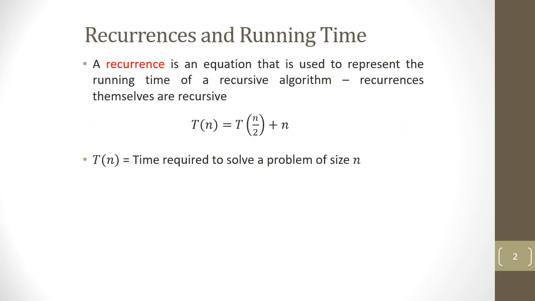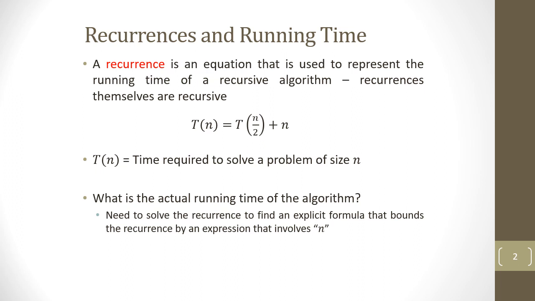What is a recurrence? A recurrence is an equation that is used to represent the runtime of a recursive algorithm. So recurrences themselves are recursive. As we can see in the recurrence equation given, where t of n is the time required to solve the problem of size n, on the right hand side there is a recursive call on the problem of size n by 2. So to solve for t of n, we first need to find the value of t of n by 2. And then to solve the value of t of n by 2, we first need to find the value of t of n by 4. And so on.